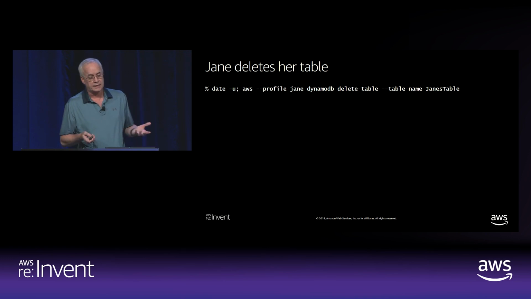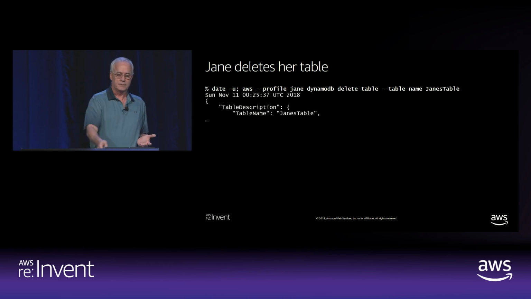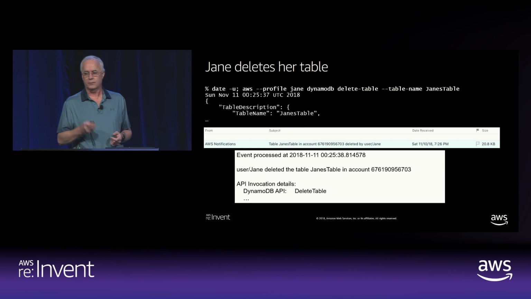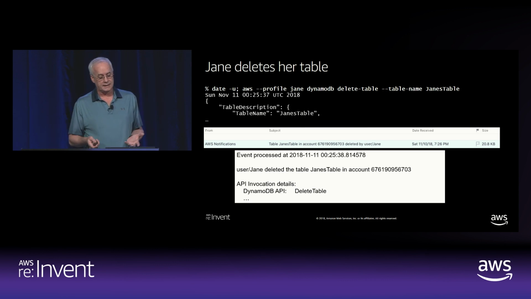And now when Jane goes and deletes her table, she gets a successful call, and I'm having trouble pressing the button. I apologize. And then when she deletes the call, I get an email notification again very quickly that, hey, Jane deleted the table.